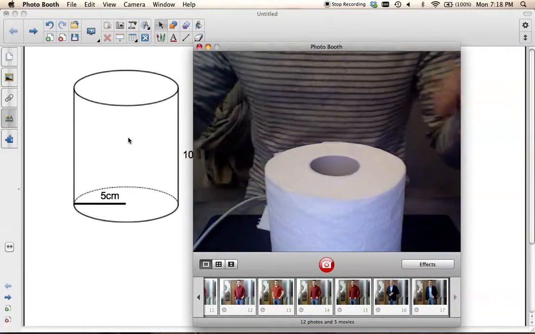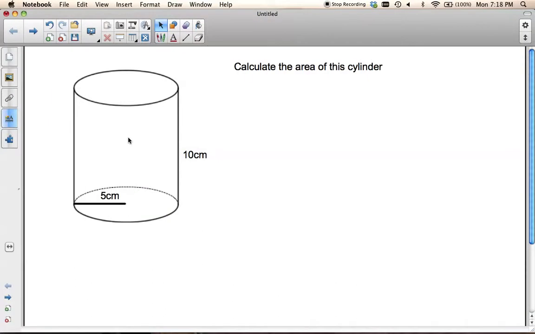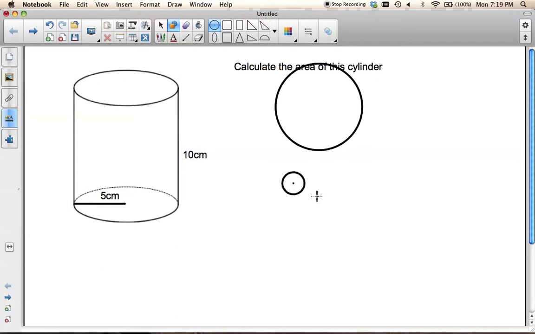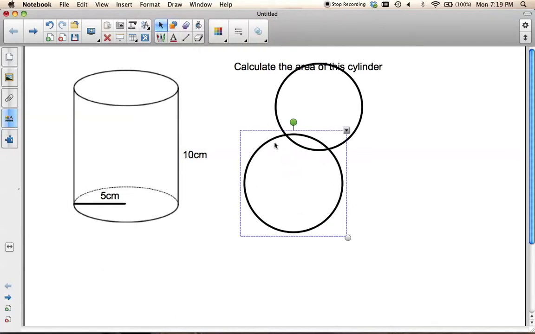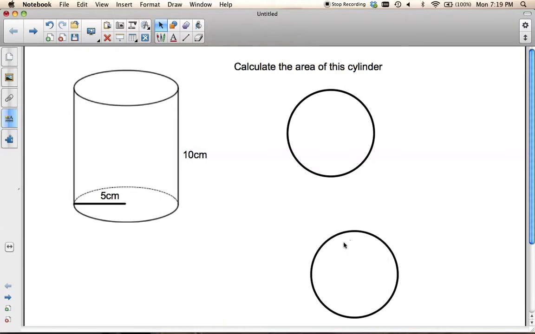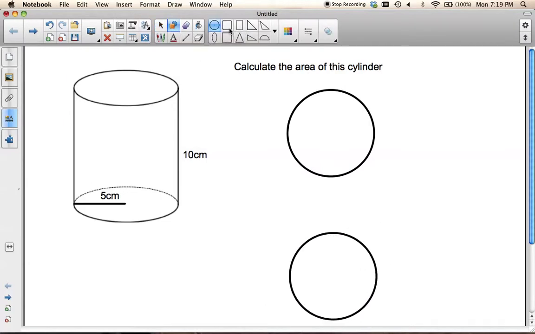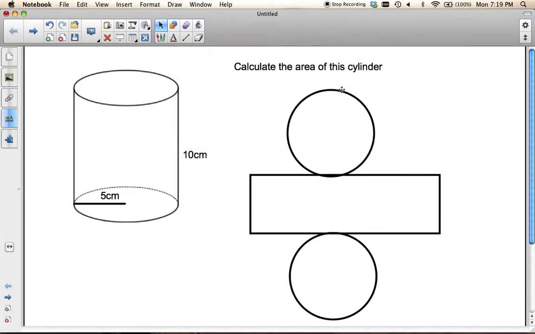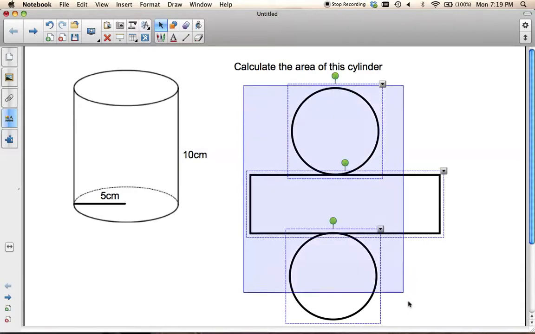Okay, so how that applies to math is pretty straightforward. If we look at this cylinder, what we have is two circles of the same size. So there's one, there's two, and we also have a rectangle. That is our cylinder. That's what our cylinder can be drawn as. These are the three parts that make up a cylinder. Now, to figure out the area, we need to figure out the area of two circles and a rectangle. Now, how do we do that? Well, we can use the formula for the area of a cylinder.